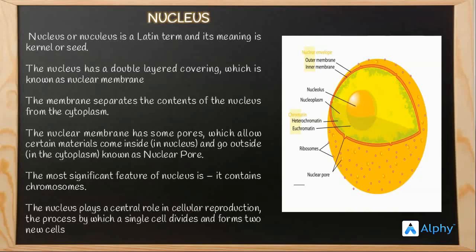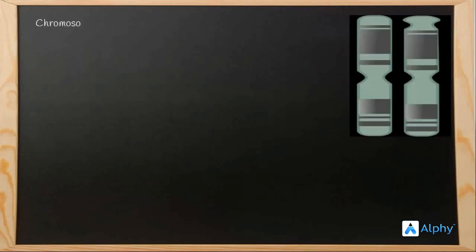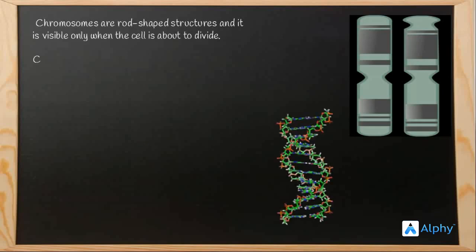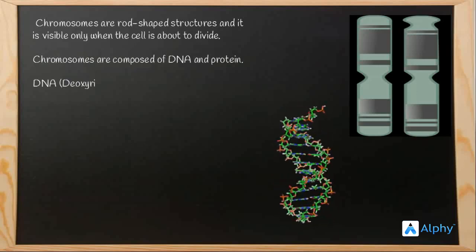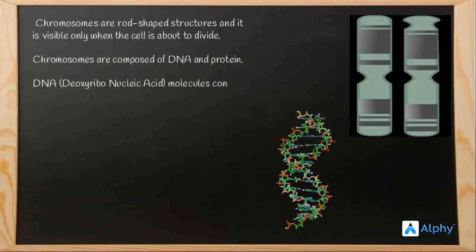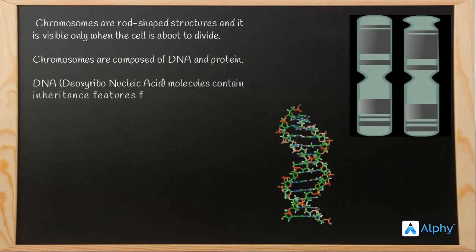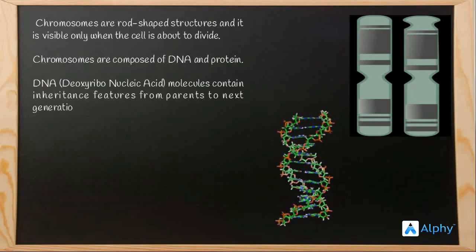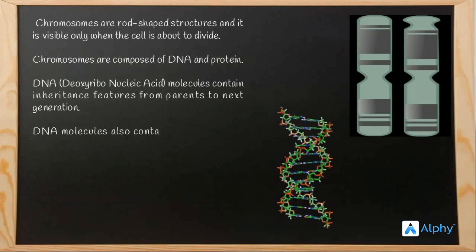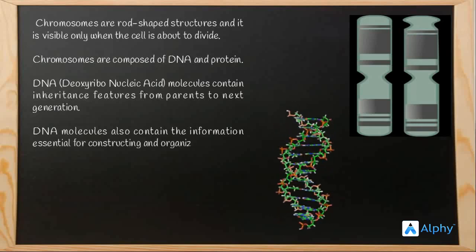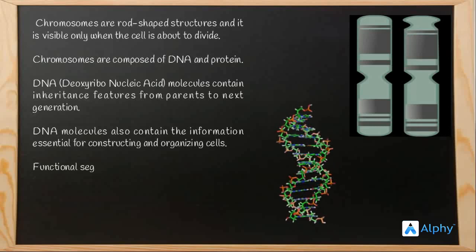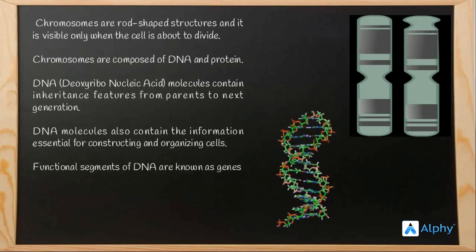Now let's learn about chromosomes. Chromosomes are rod-shaped structures and are visible only when the cell is about to divide. Chromosomes are composed of DNA and protein. DNA, deoxyribonucleic acid molecules, carry inherited features from parents to the next generation. DNA molecules also contain the information essential for constructing and organizing cells. Functional segments of DNA are known as genes.